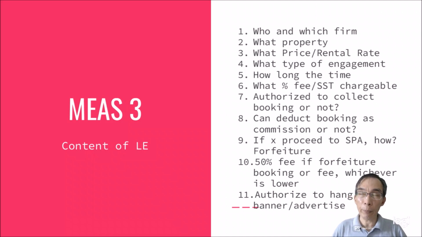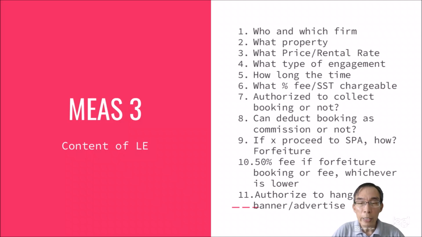So when the booking deposit is forfeited, how is this booking deposit claimable as professional fee? Usually it's 50% of the booking fee collected and forfeited, or 50% of the agreed professional fee, whichever is lower. So if the booking fee is collected at a higher amount, like say 3%, but the professional fee is agreed at 2%, then it should be half of the 2%. So half of the 2% is 1% instead of 1.5%.